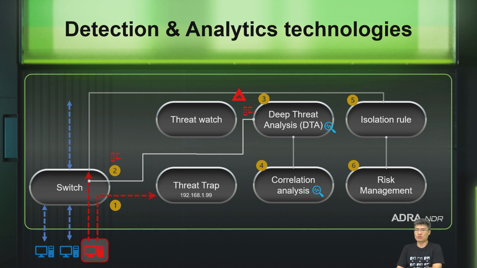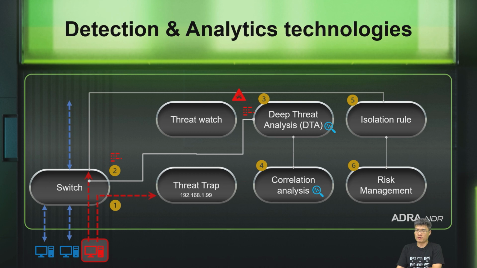Then the ADRA NDR will send the packet to the deep threat analysis system to do more checking, including correlation analysis, because we cannot define something as a threat by a single packet or single operation. We need to do more correlation to decide whether this one is suspicious or not. And if we confirm that this device is really doing some unusual network operations, then we will act based on the configuration set by the user on the ADRA.